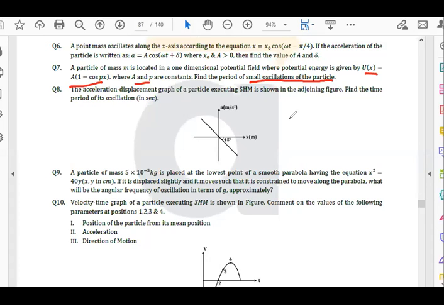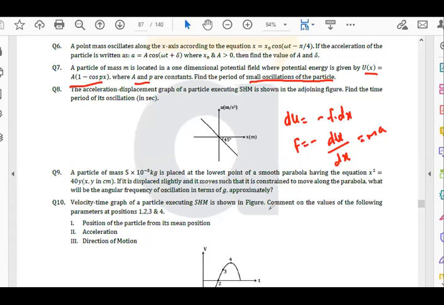Tell me, what is the definition of potential energy? dU is equal to minus F dot dx, yes or no? So can I say F is equal to minus dU by dx? Which is equal to ma. And for time period, we just require omega, right? So what will be dU by dx?